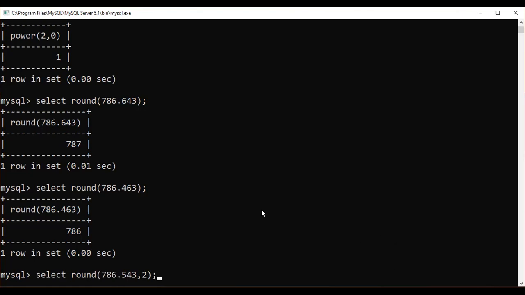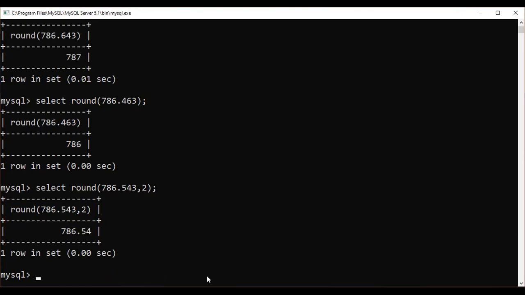So what could be the output? That means this is the number and I need in my output 2 decimal places. That is mandatory. But your question has 3 decimal places. So before removing this third decimal place, what do we have to do? We have to check whether this number is greater than or equal to 5. It's not, so there's no change to the previous number. That 4 doesn't change, and hence your output is 786.54.